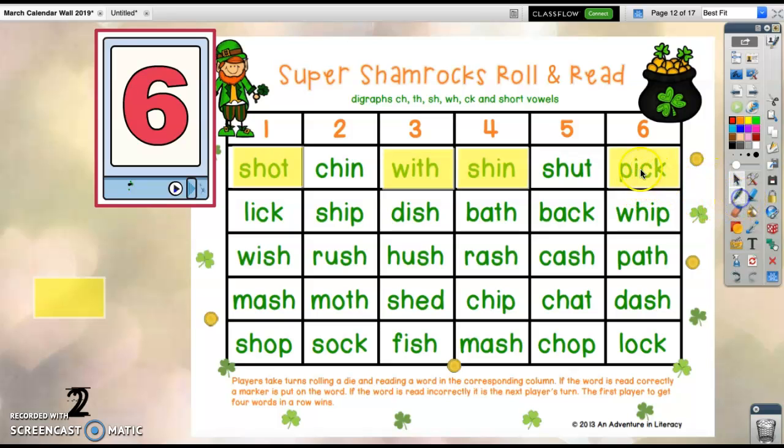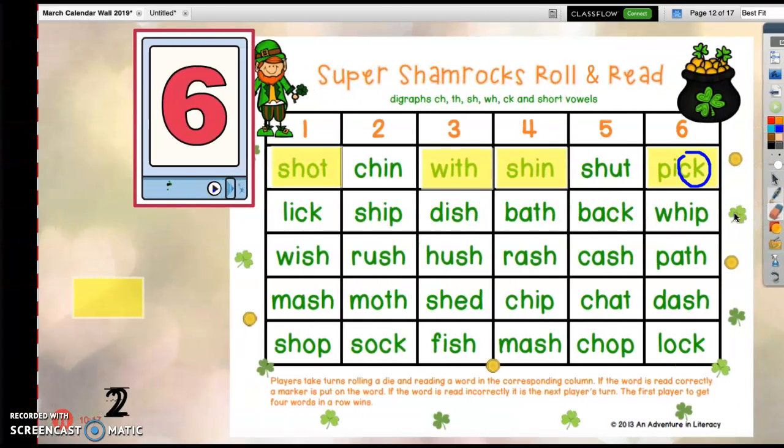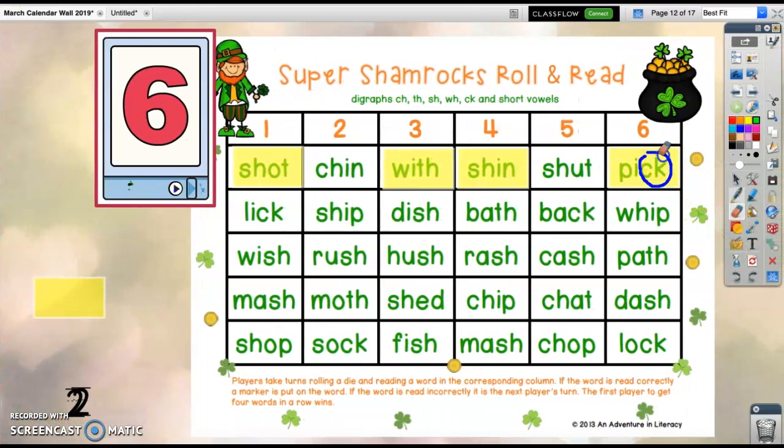We learned this rule a while back. We learned that CK at the end only makes how many sounds? It only makes one sound. C and K make the same sound, so we're not going to go k. We're just going to say k one time. So we're going to go P-I-C. Pick. Very good.